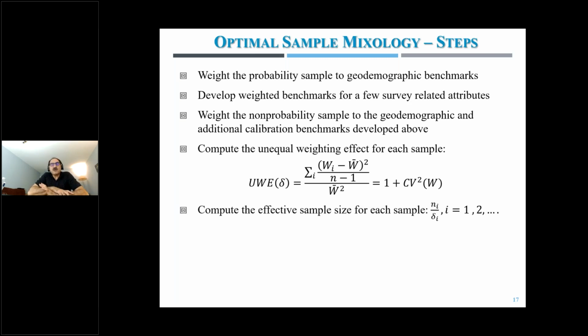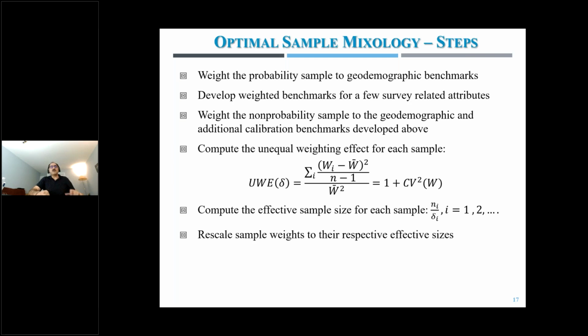Next, you would compute the effective sample size, which is nothing but the original sample size divided by the design effect. And this is where we pay the weighting piper, if you will, meaning that the non-probability sample that is going to receive a lot more weighting adjustments is going to produce larger design effects, and therefore its effective sample size is going to be reduced more than what happens to the probability-based sample.